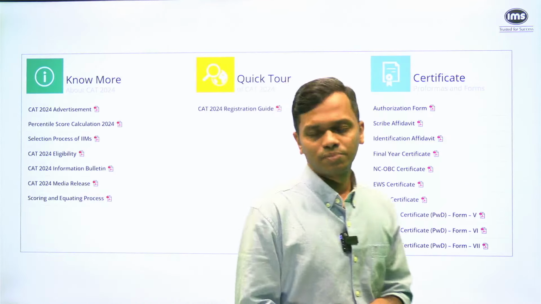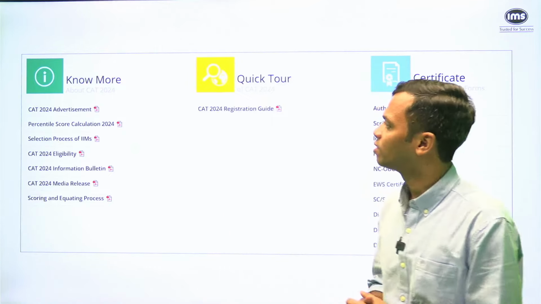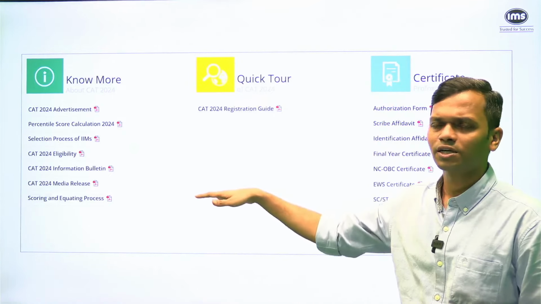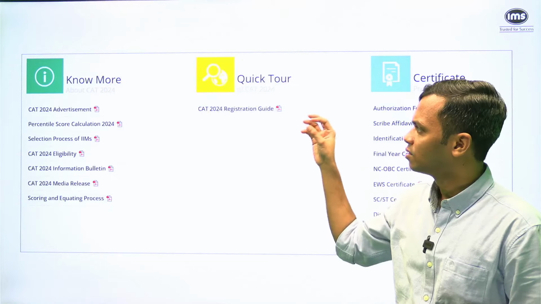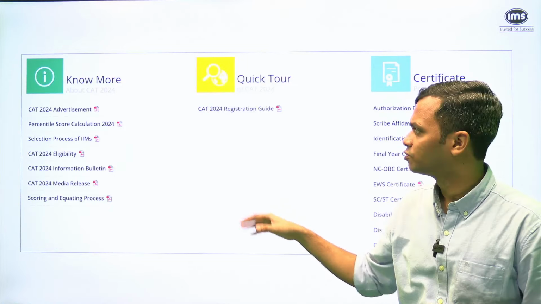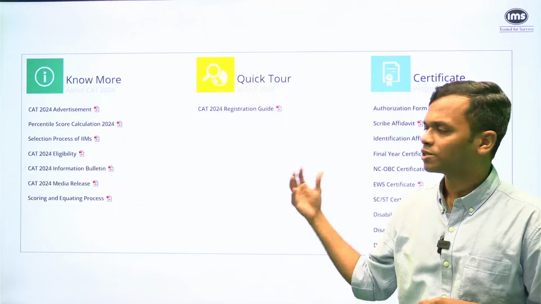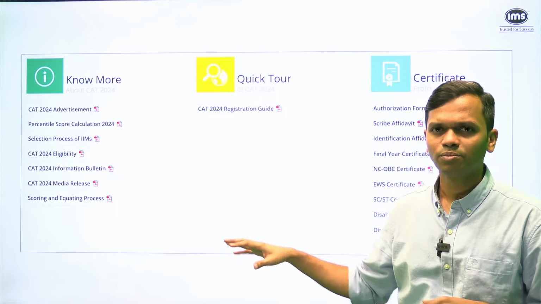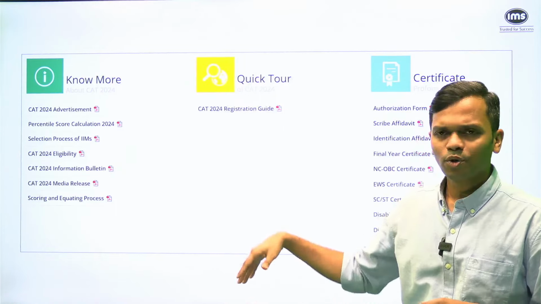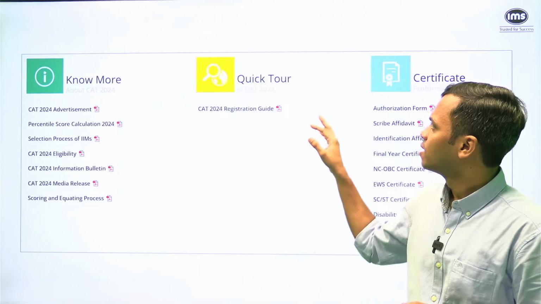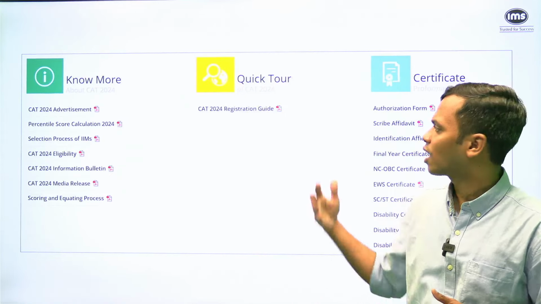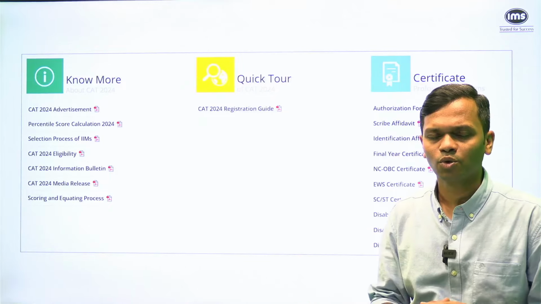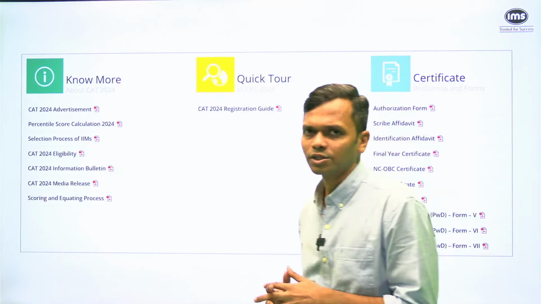Now on the main website, on the home screen itself, once you scroll down, there are a couple of things that you will see. Firstly, you will see a lot of things such as CAT advertisement, how the percentile score calculation works, what is the selection process, what is the eligibility, the information bulletin, and so on. A lot of important documents, you can go through it. The second thing is the CAT 24 registration guide. So again, if you want to have a physical registration guide that you want to go through, you can have a look at this one.